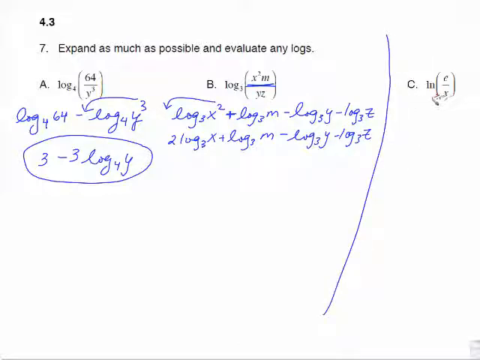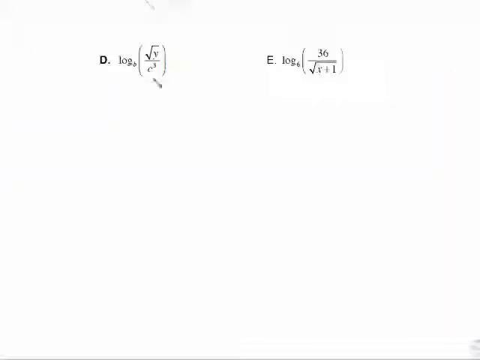For this one, ln works the same way. It is a quotient, so it is ln e minus ln x. And you should remember that ln e is 1. So this just simplifies into 1 minus ln x.